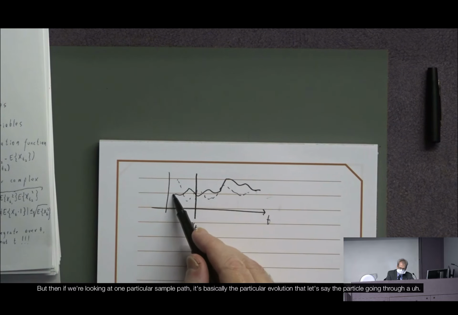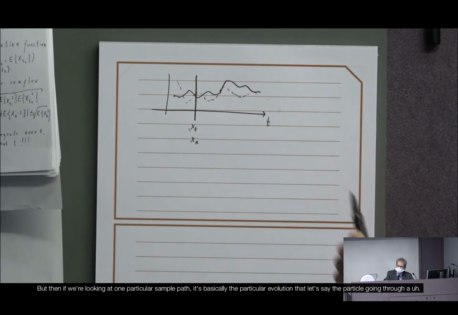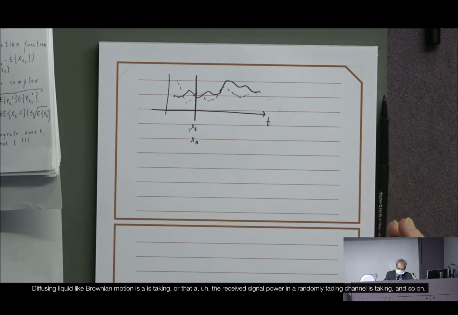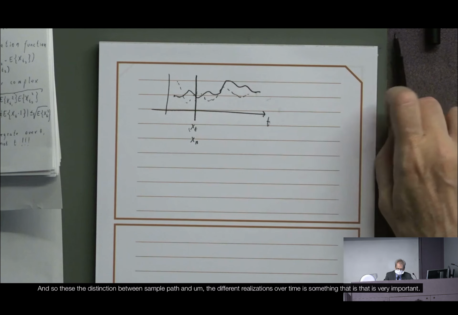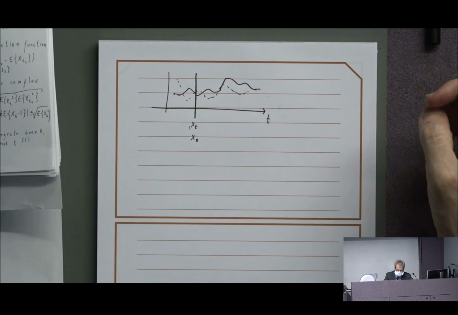But then if we're looking at one particular sample path, it's basically the particular evolution that, let's say, a particle going through a diffusing liquid, like Brownian motion, is taking, or that the received signal power in a randomly fading channel is taking, and so on. And so the distinction between the sample path and the different realizations over time is something that is very important.